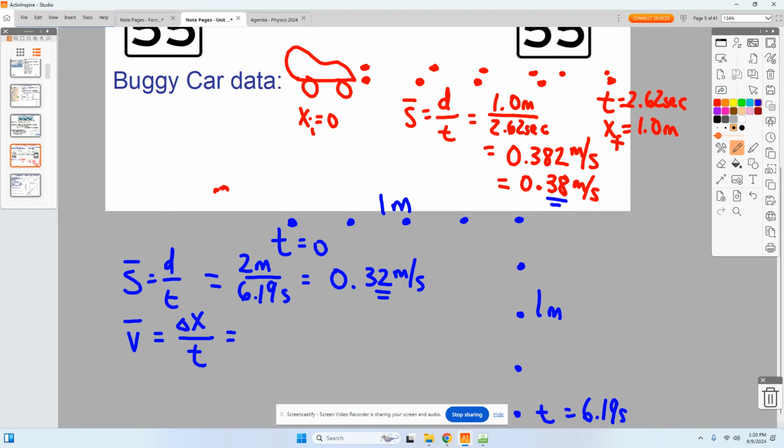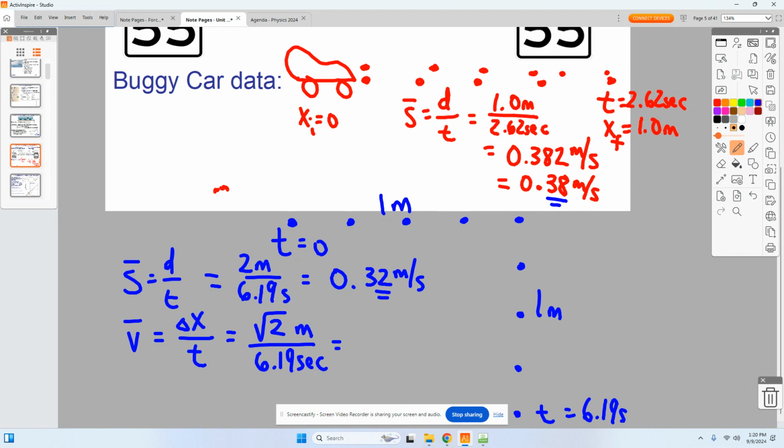Square root of 2 meters. Square root of 2 meters divided by 6.19. Now, how'd you get square root of 2? Pythagorean theorem. It did not travel in a straight line. It traveled along two legs of a right triangle. So 1 squared plus 1 squared is equal to c squared. Add them up and you get square root of 2. It traveled about 1.41 meters.